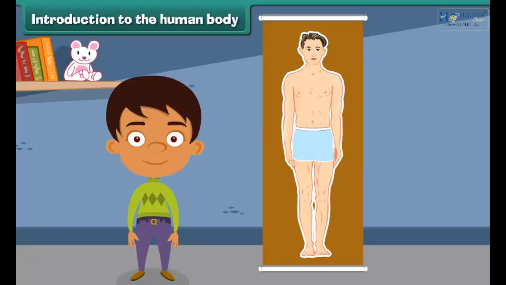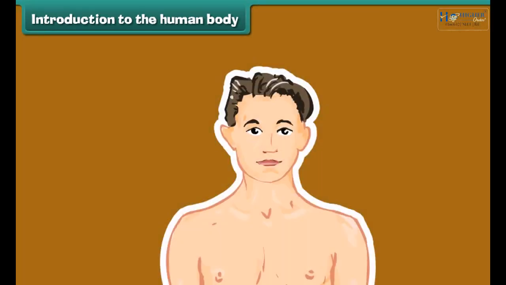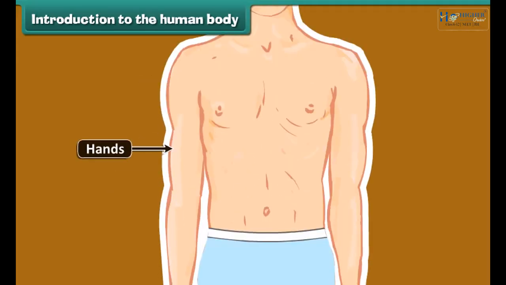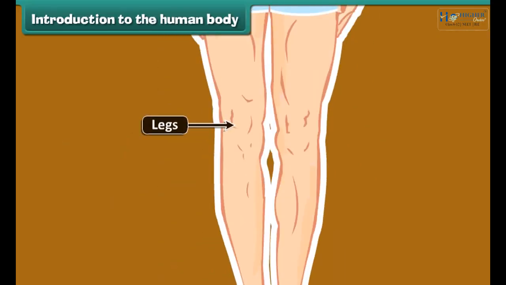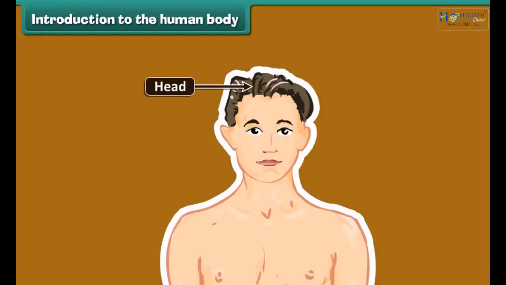Hello all! Can anybody tell me the names of various parts of our body? Great! Let's know more. The main parts of our body are head, face, neck, hands, stomach and legs. As we can see here that head is the uppermost part of the body. We find hair present on the head. Next body part is our face. The face has eyes, nose, tongue and ears.